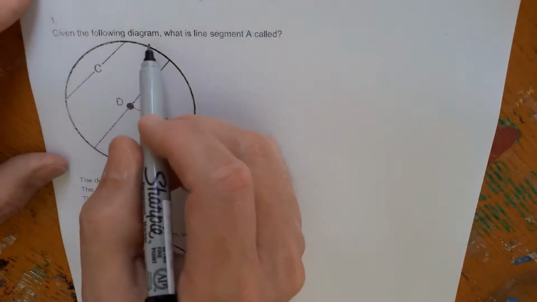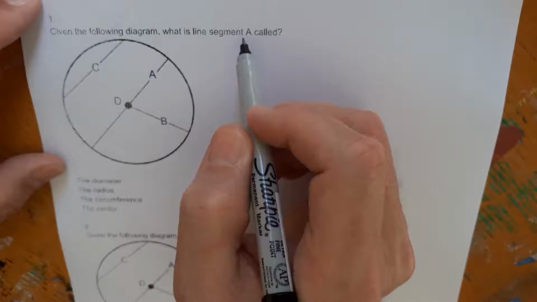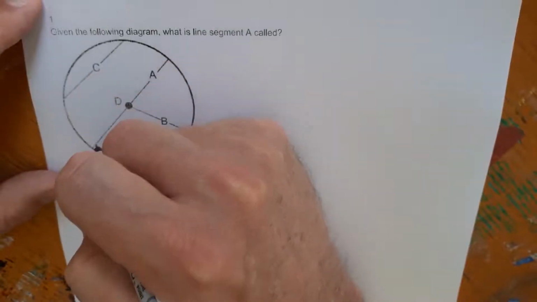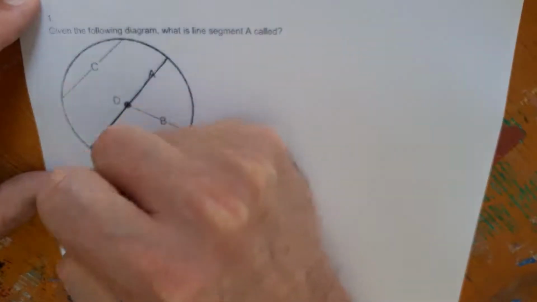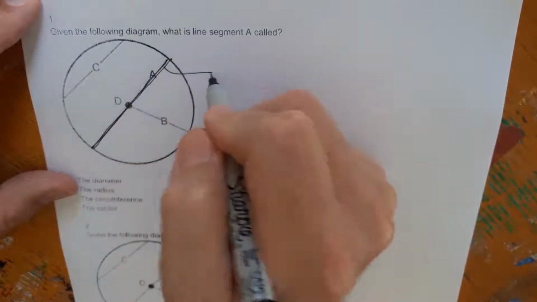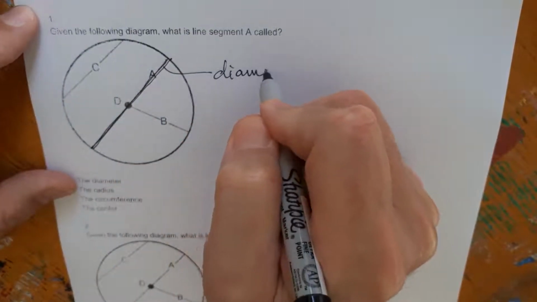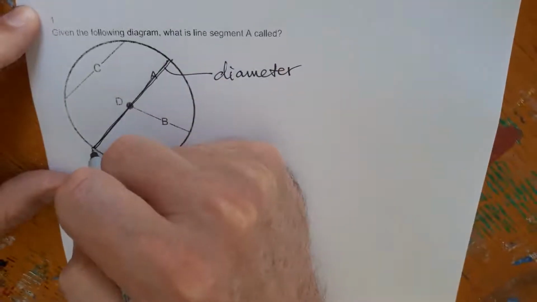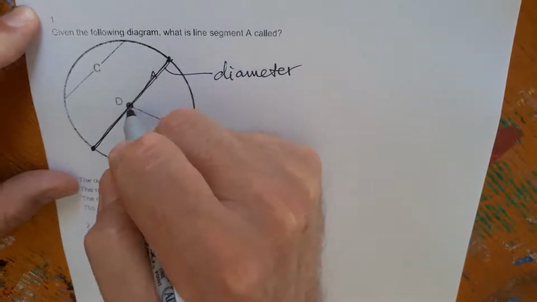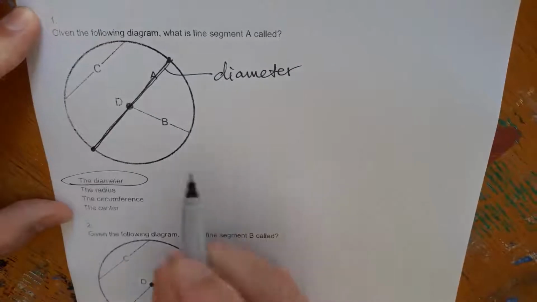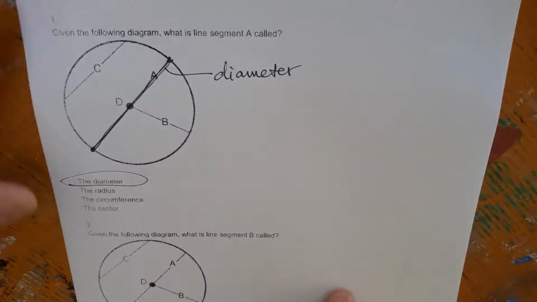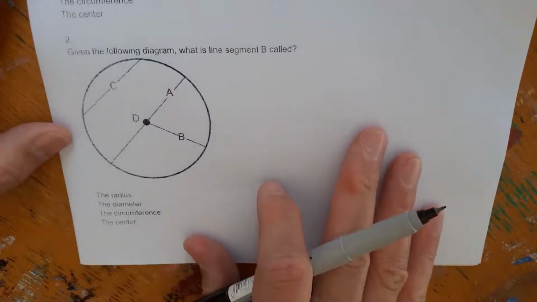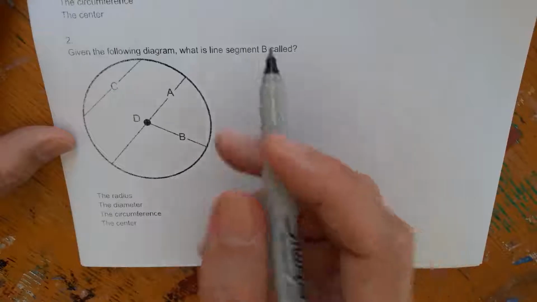So, given the following diagram, what is line segment A called? So here's line segment A. It goes across here. Right, there it is, all the way across. So that's the diameter. It's the distance from circle to circle through the center, and so circle diameter here. Now remember, my answer is going to come up A all the time. On yours, it's going to be randomized. That's the diameter. The next one is, given the following diagram, what's segment B?